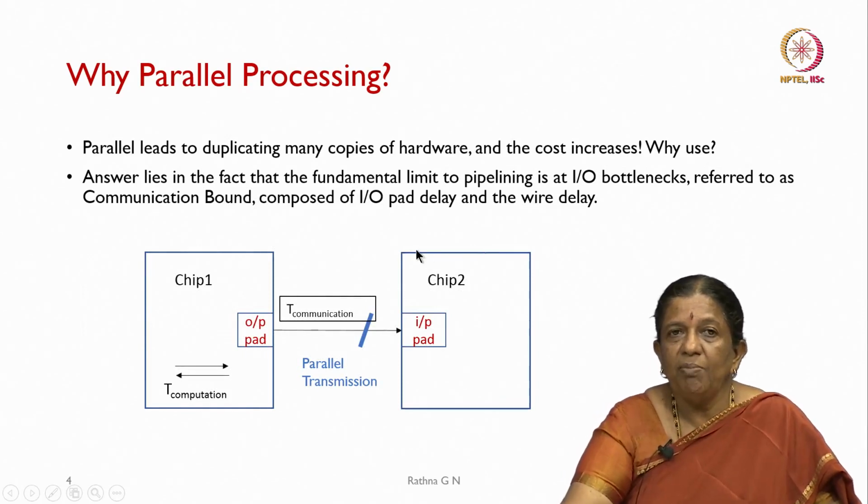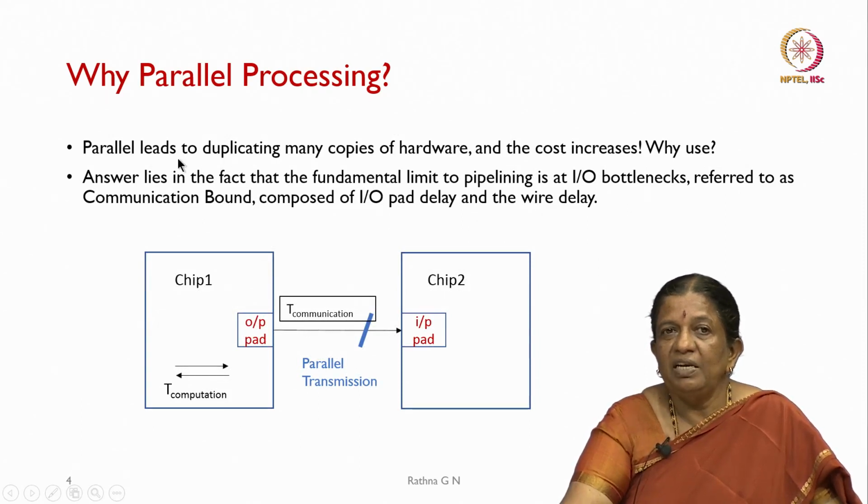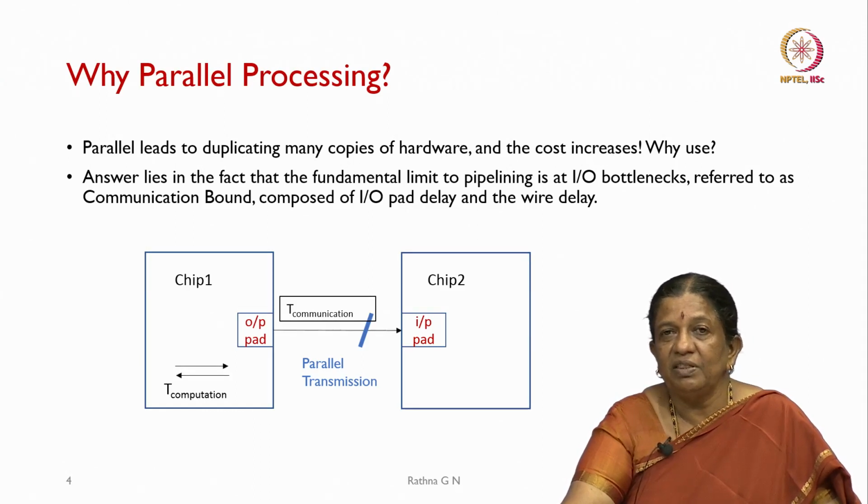So, why is parallel processing required? Parallel processing leads to duplicating many copies of hardware and the cost is going to increase. Also, if we are operating with the same units or same voltage, we know that our speed is going to be increased and power consumption is going to be more. So, then why use this?